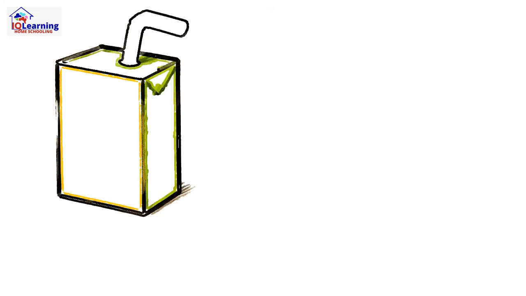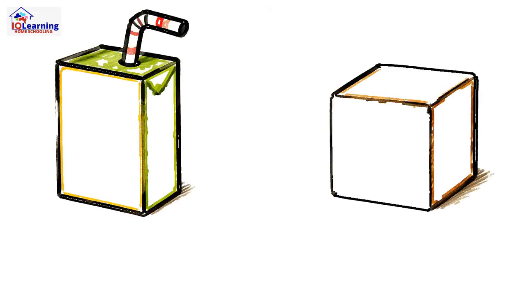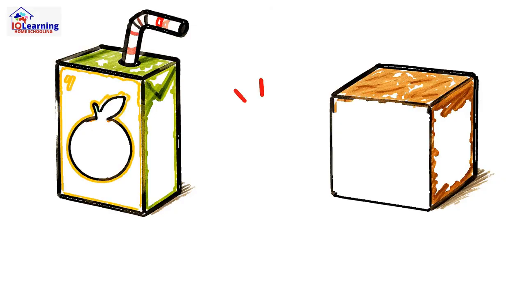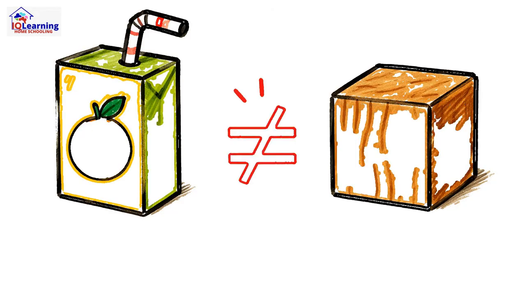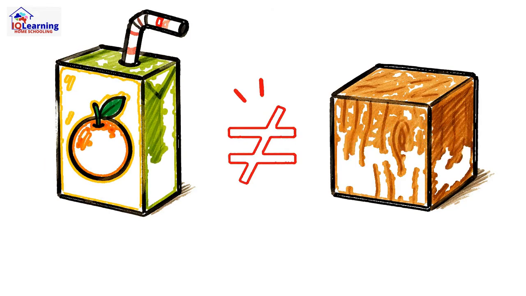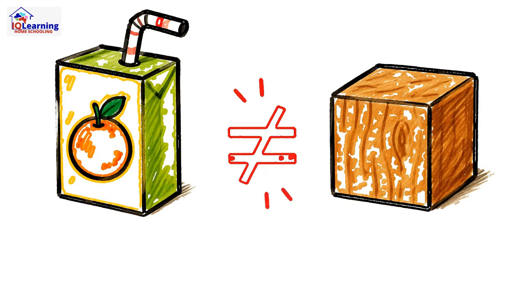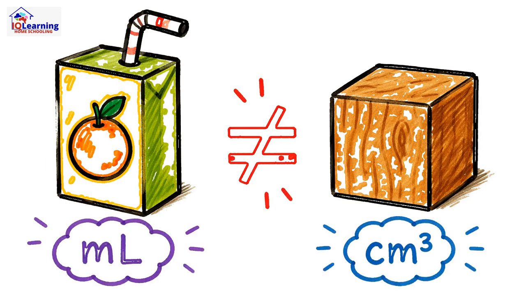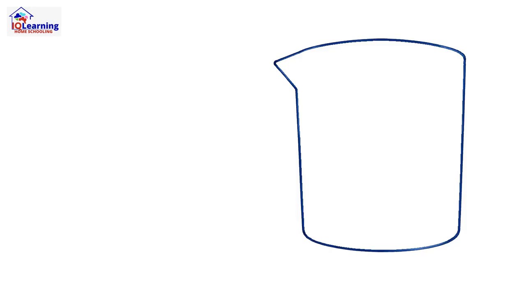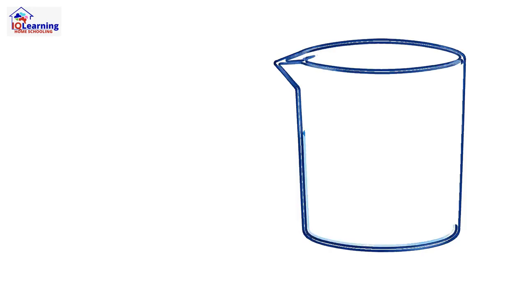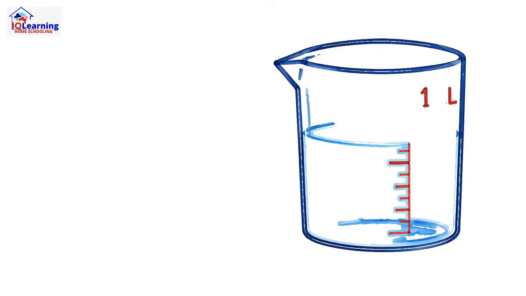Have you ever wondered why a juice box's size is described in milliliters, but a wooden block's is in cubic centimeters? They both measure space, right? While volume and capacity sound similar, they tell different stories. Volume is the space an object takes up, like that block on your desk. Capacity is how much a container can hold, like the juice in the box.